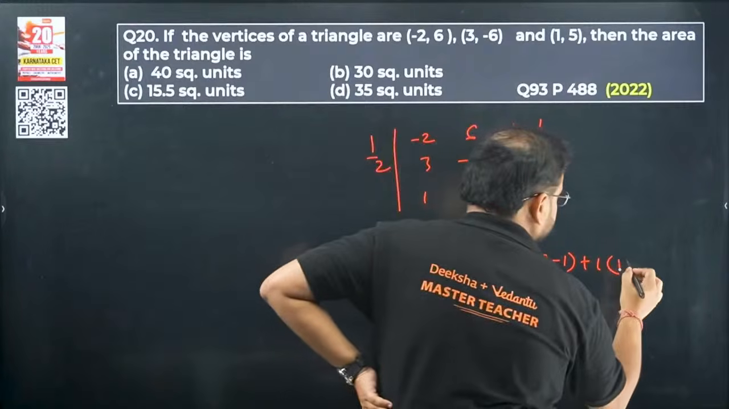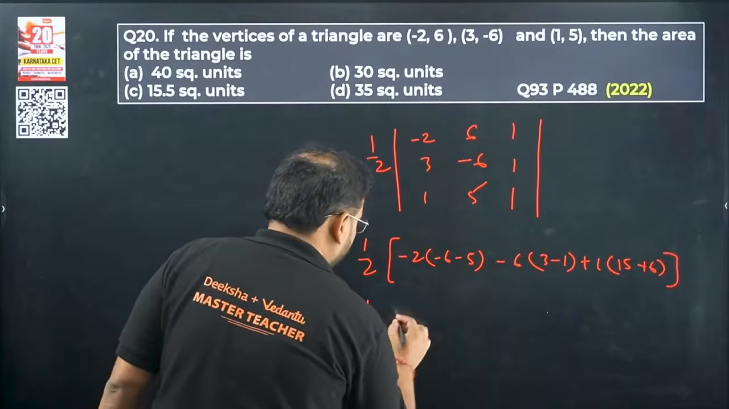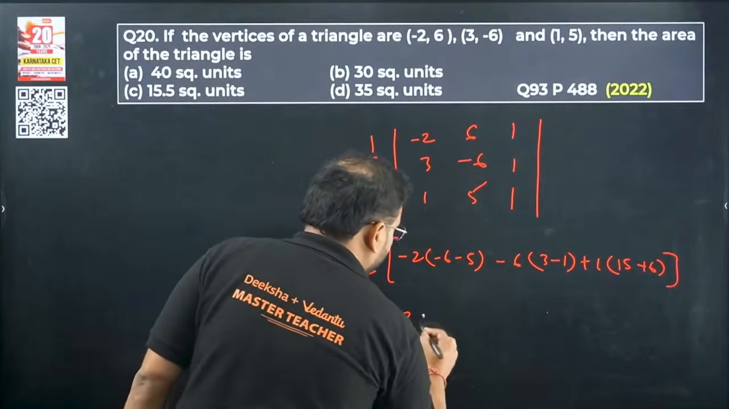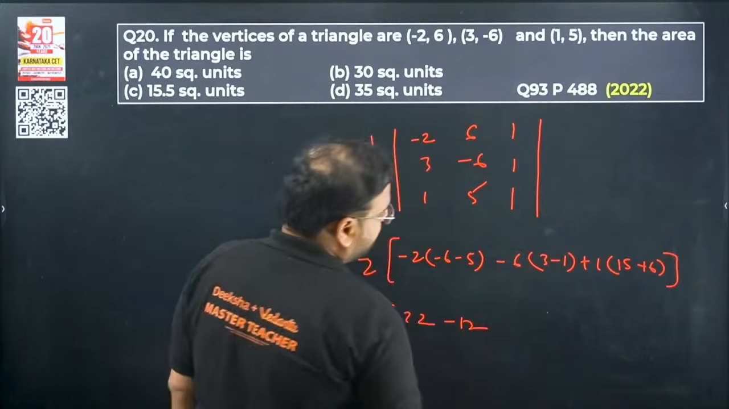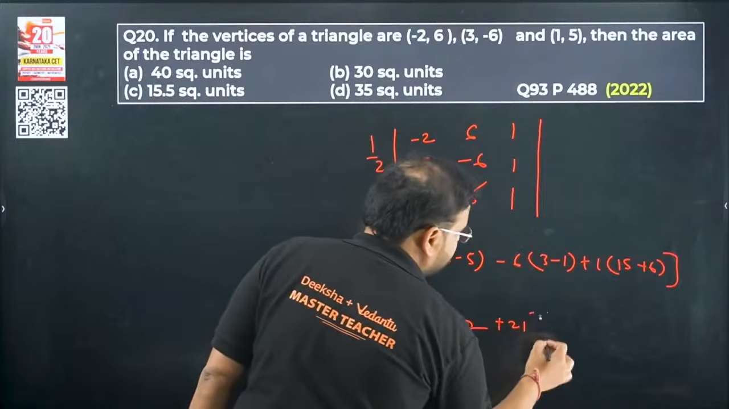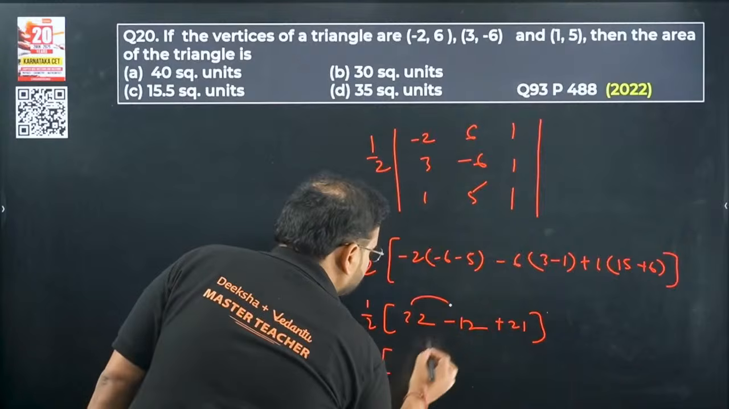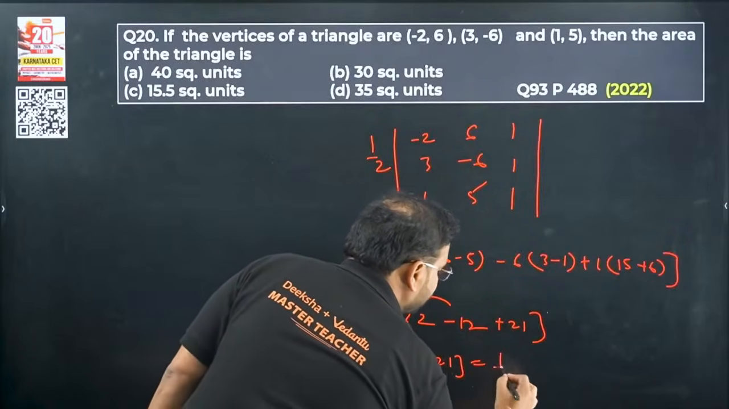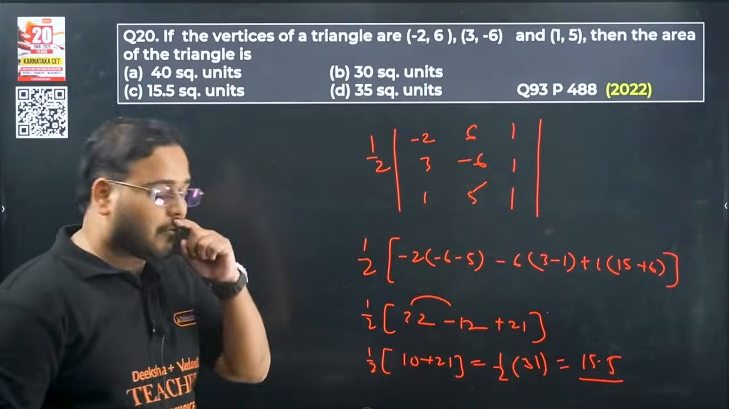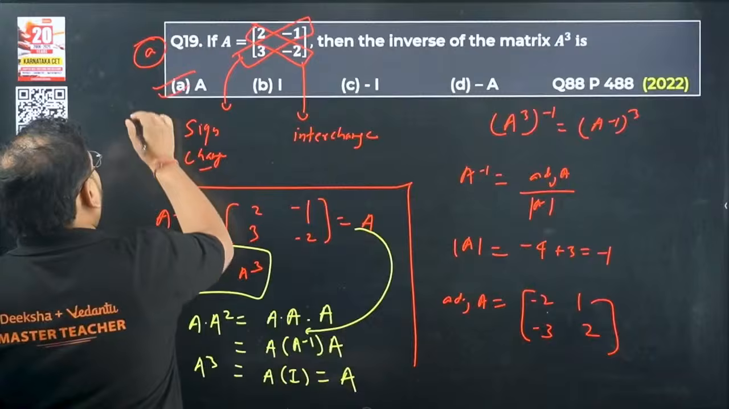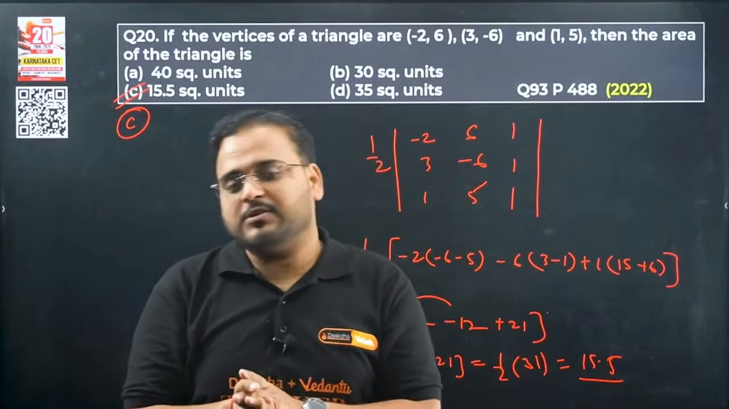15 plus 6. Okay. 1 by 2. So this is minus 11 into minus 2 is 22. This is 2 minus 6, which will become minus 12. That is 21. Am I right? 21. Okay. So we have the answer here as 1 by 2 into 10 plus 21. So 1 by 2 into 31, so 15.5. Calculation you can do. Option C. So this completes your top 20 PYQs of the chapter determinant.